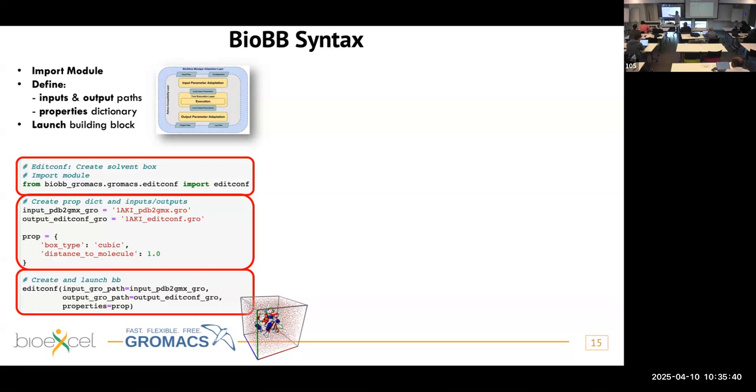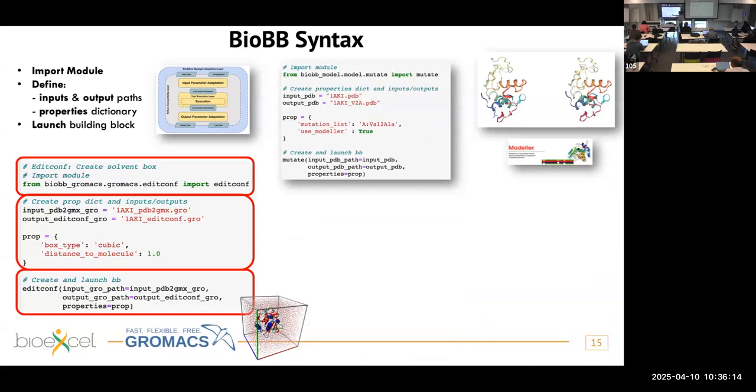We define inputs, outputs, and properties. We define in the file system, which is just a string in Python, the input, the output, and the properties. The properties in this case are the type of the box, which I want to be cubic, and the distance to the molecule, 1 nanometer, because GROMACS works in nanometers. Then we launch the building block with the inputs, outputs, and properties. This is going to create the box surrounding the molecule, without the water. So this is the syntax.